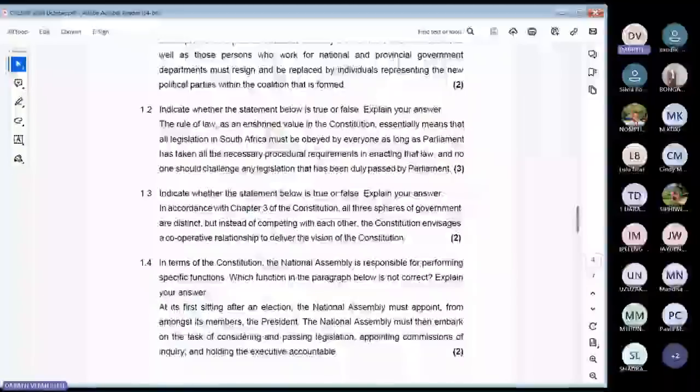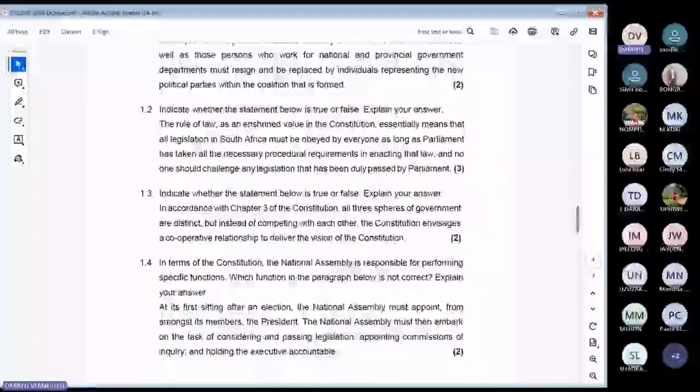Now, remember, we're doing constitutional law. The first thing we need to do is find something in the Constitution. In this case, I would say that Section 2 of the Constitution, which is the supremacy clause, says that the Constitution is supreme, not Parliament. So anything inconsistent with the Constitution is invalid. Even though Parliament passes a law and takes all the necessary procedural requirements, it doesn't mean that everyone needs to obey it if it's inconsistent, because we have constitutional supremacy, not parliamentary supremacy. We could also mention Section 1, where courts declare a law unconstitutional. That would probably be roughly about 3 marks.